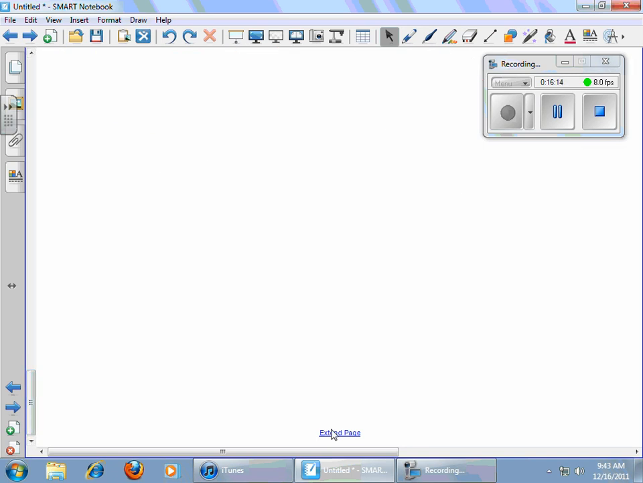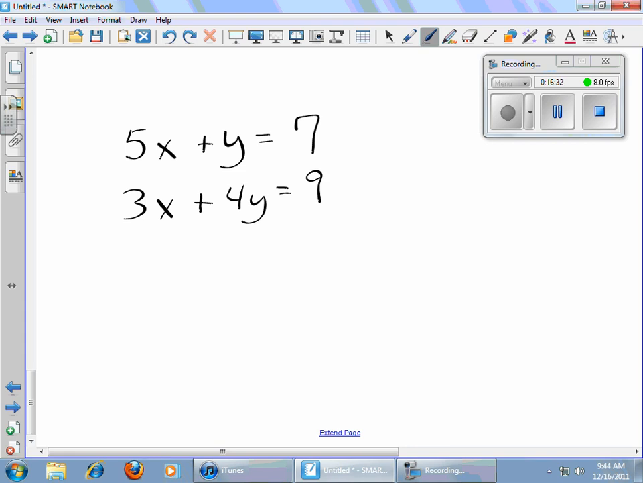Let's look at another one. Let's look at one like this. Let's say we have, this one might turn out ugly, I'm just going to make it up. 5x plus y equals 7. And 3x plus 4y equals 9. Okay. Now, this one isn't quite so simple because we don't have a variable alone. But in this top equation, you see that the y is almost alone.